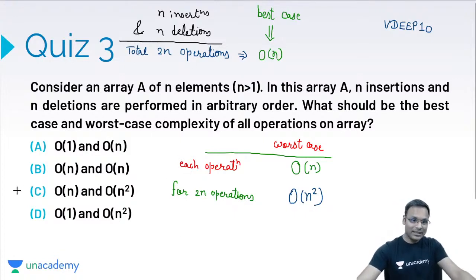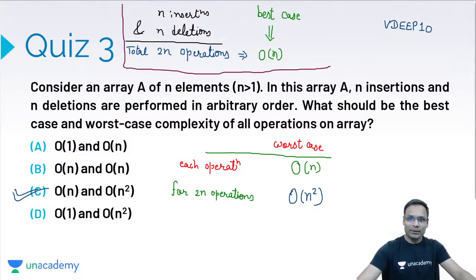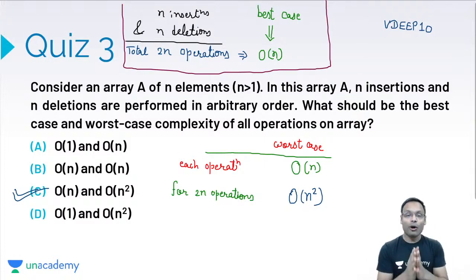So the answer will be C: big O of n and big O of n square. If you solve such kinds of questions more, of course your learning and understanding will be more, and in the exam you will perform better.